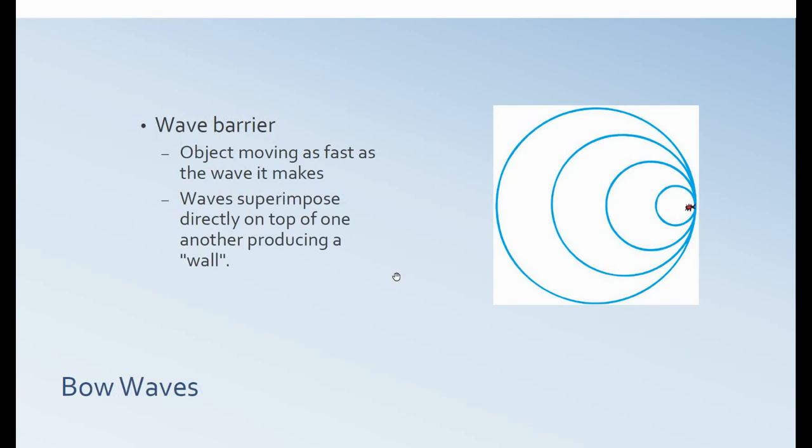So what happens if our source of vibration starts moving as fast as the waves it makes? In this case, we've gone pretty much past the Doppler effect. And what happens here is the waves start to superimpose directly on top of each other. So as the object is moving faster and faster and catches up with its own waves, now as it produces the waves, it's right there where it's being produced. So this kind of creates a wall on this side where the object is moving.